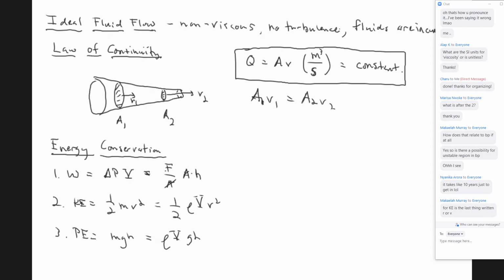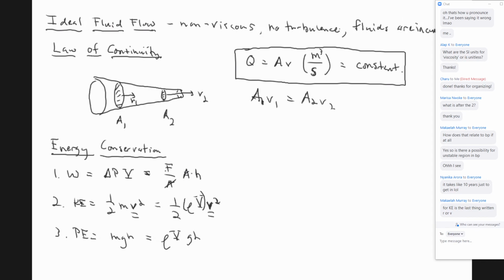For kinetic energy, is the last thing written R or V? It's V. Little velocity. See, it's this V right here. Same V. Okay? This just happens to be the mass right there. Density times volume. Okay?